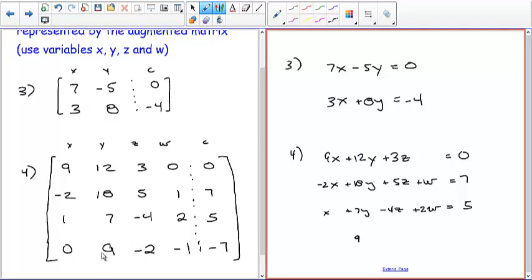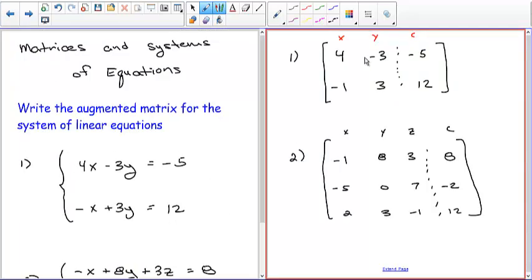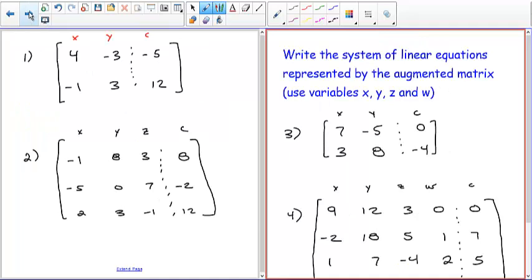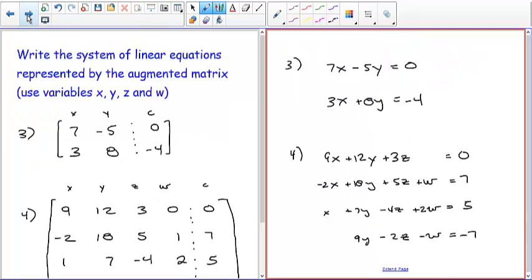You don't need to, when it's the first term, you don't need to put a plus sign. So it's 9y minus 2z minus w equals -7. Okay, so we go from equations to matrices, augmented matrix to equations.